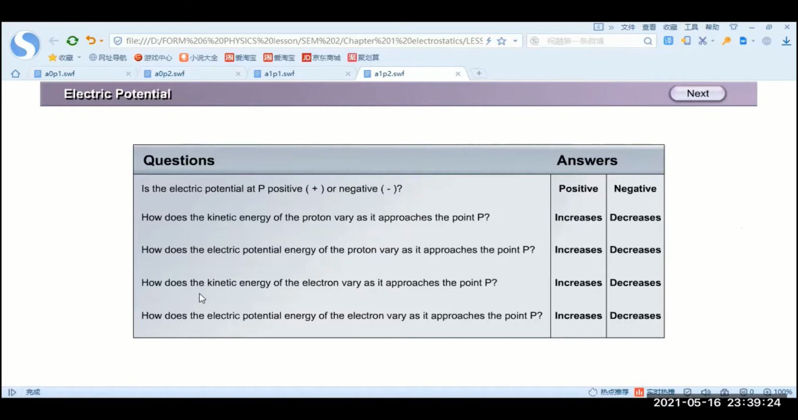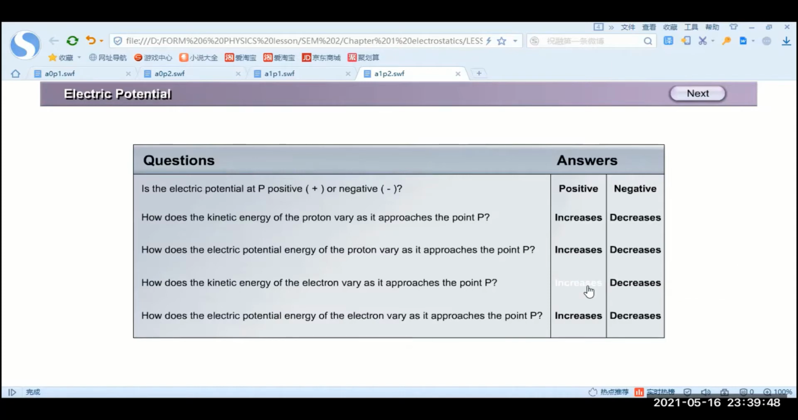In the second animation, how does the kinetic energy of the electron change? When the electron approaches the point P, it moves straight toward the positive plate, right? That means it moves faster and faster, and the kinetic energy increases.